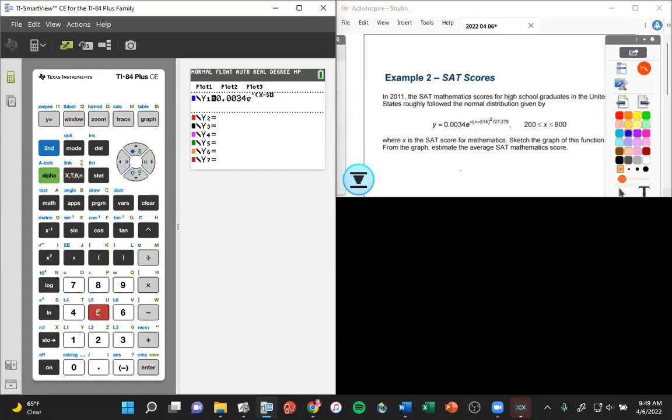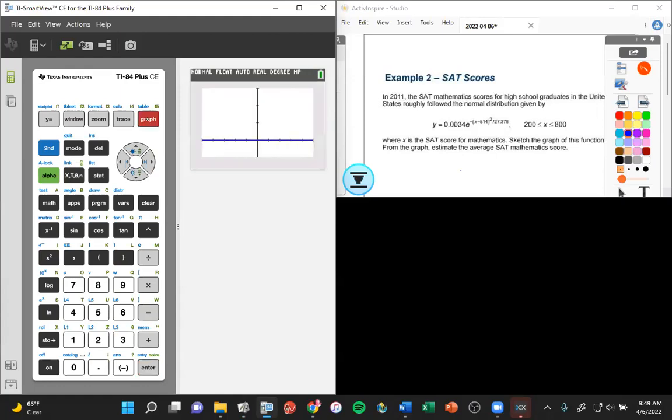X minus 5 squared divided by 0.378. Enter. What's this graph look like? It's a point. Okay, and I graph it. A lot going on here.